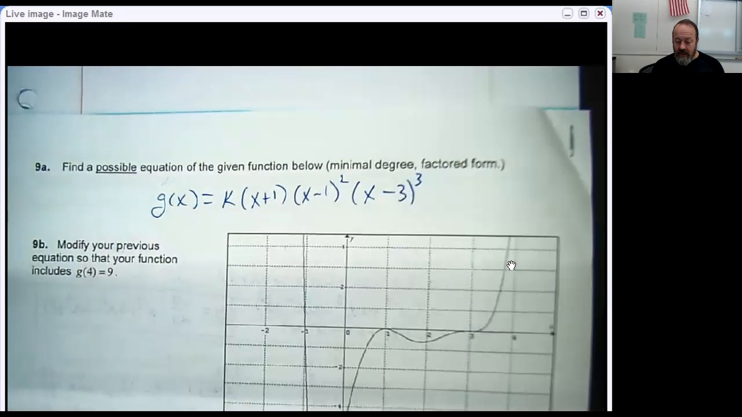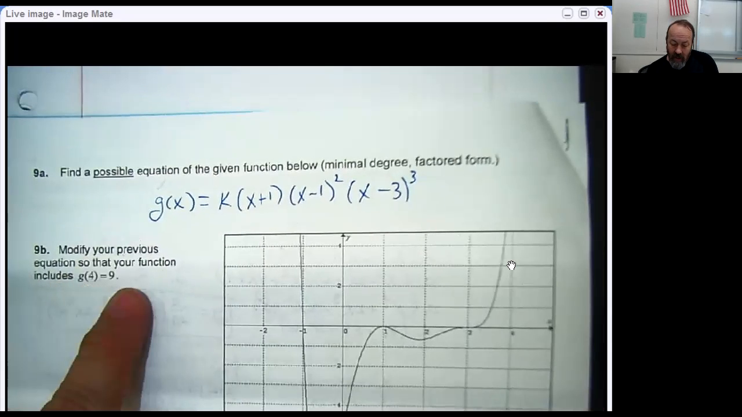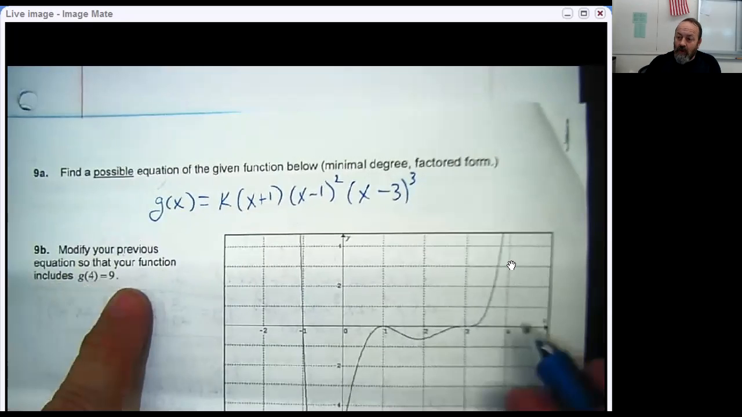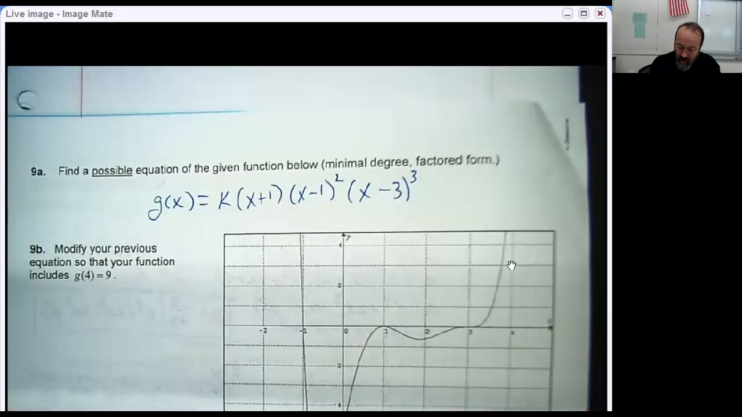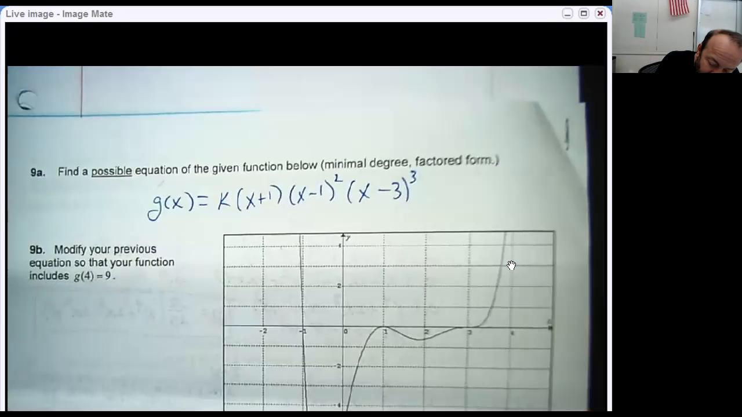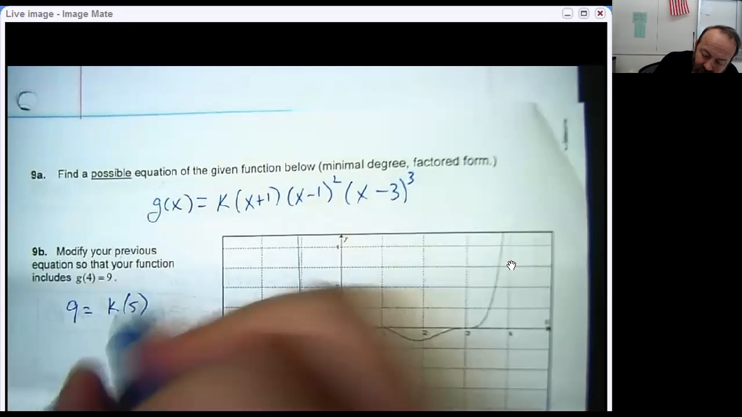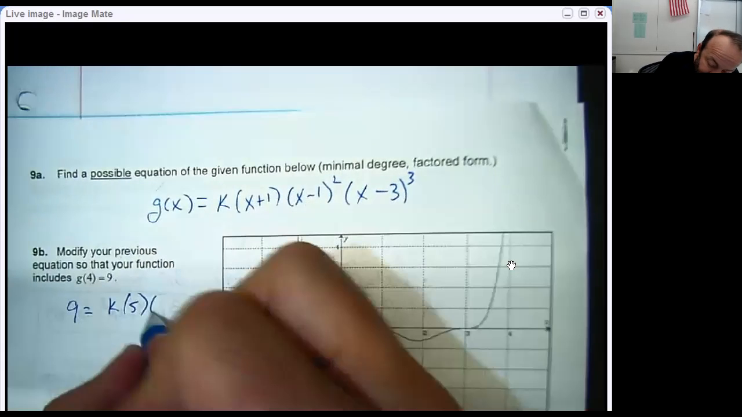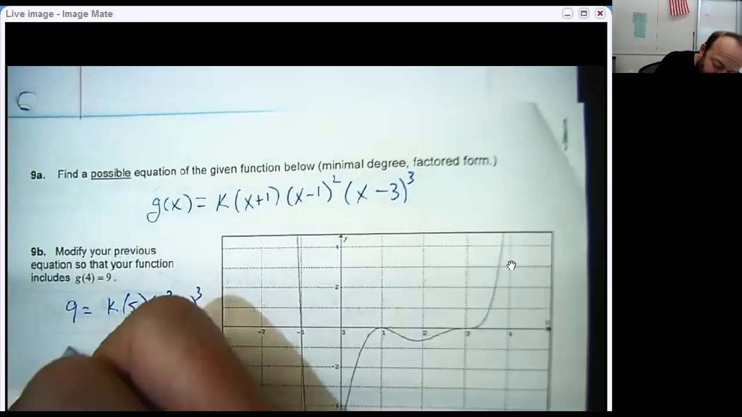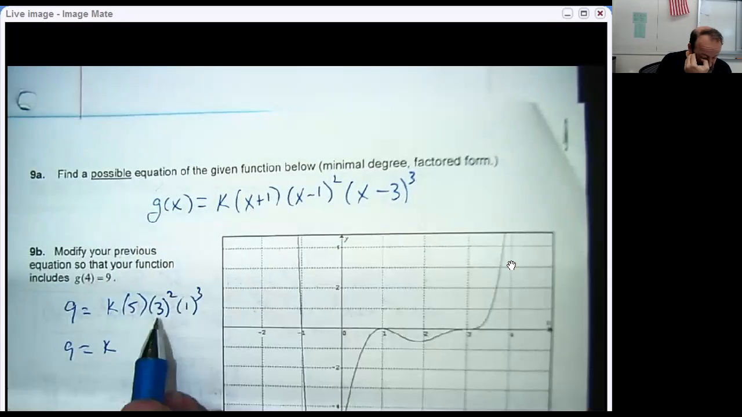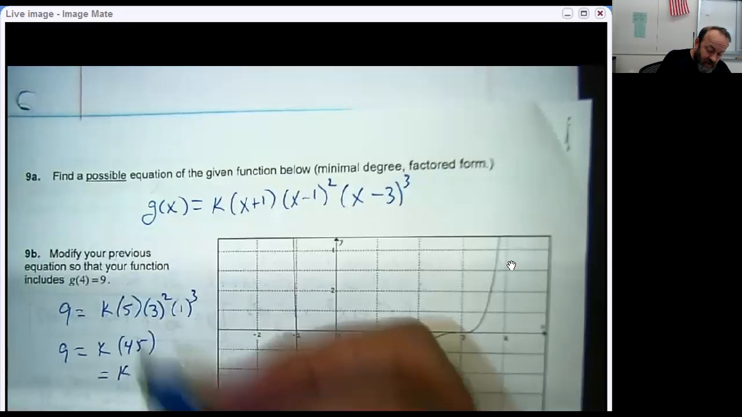Now, the other thing it says is, let's modify that equation so that when I plug in 4, in fact, I get the number 9. So way over here at 4, somewhere way up here, it goes through 9. And as we look through that, there's literally only one way to do that. If I plug in 9 for g of x, and I plug in 4 for x, that's going to be a 5. If I plug in 4, 4 minus 1 is 3. And if I plug in 4 right there, I'd get 1 cubed. So putting that all together, 5 times 9 is 45. So if I divide both sides, I would get 1/5.